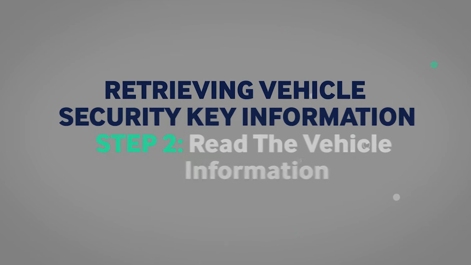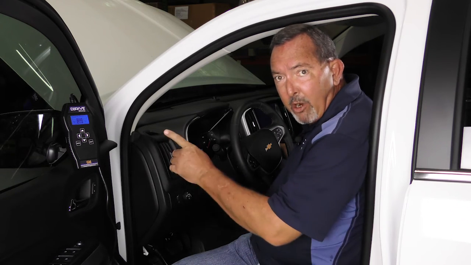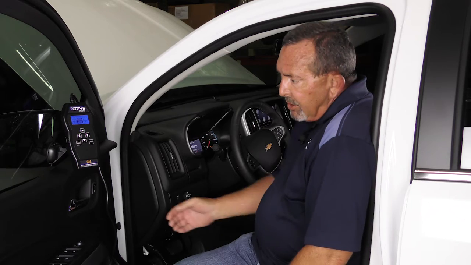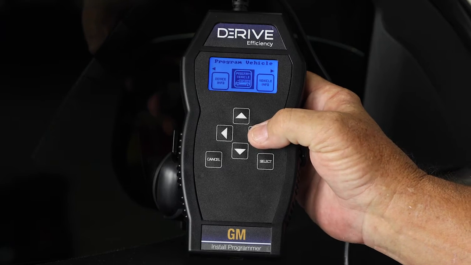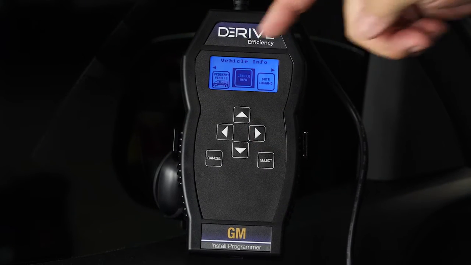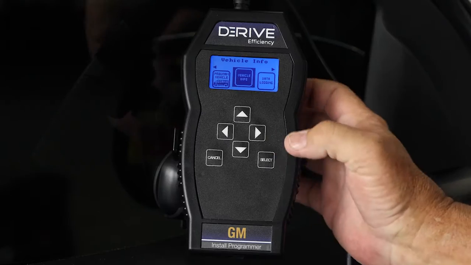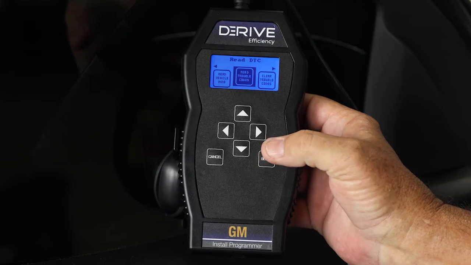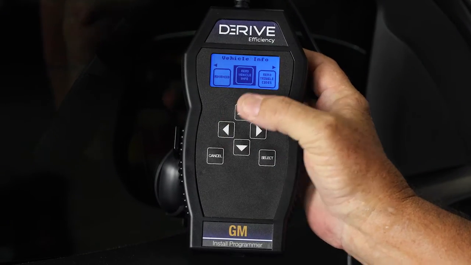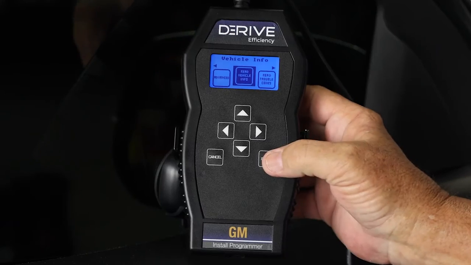Now we need to obtain the vehicle's security seed key. We have the programmer already plugged in down here on the OBD-II port. We're going to go to the programmer, hit the right scroll button, and go over to Vehicle Info. As you can see, it's highlighted on Vehicle Info, so we press Select. Then we scroll left to where it says Read Vehicle Info and highlight that. We press Select.